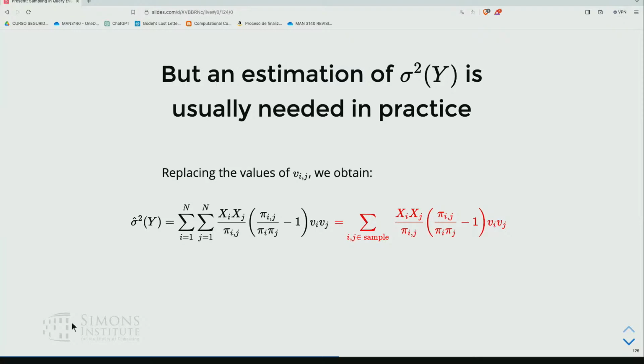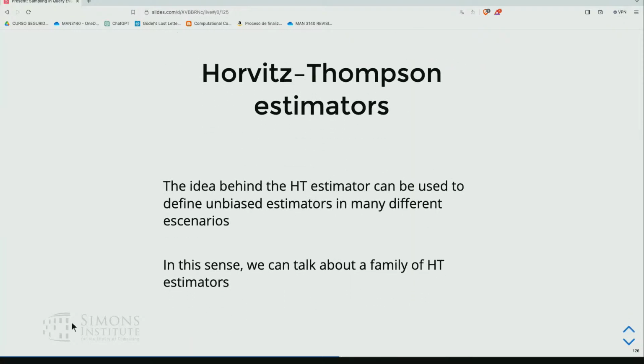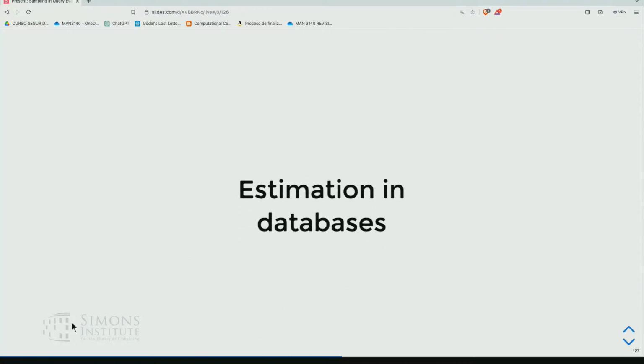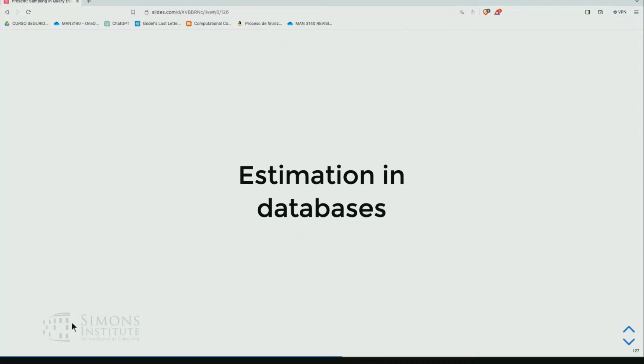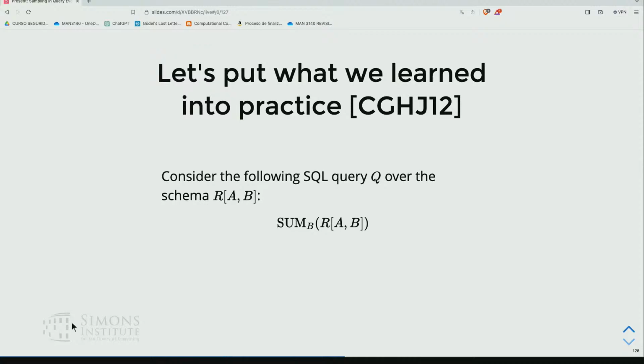Okay, so I have like half an hour. One thing to keep in mind and to remember about this is that Horvitz-Thompson can be considered as a family of estimators. It's really an idea of how to construct estimators that can be used in many different scenarios. So this is, I suppose, why it's a nice idea. Okay, so let me show you one example of estimation on databases, and then I will move to the next topic. Let me show you how you do something like a simple query, with this Horvitz-Thompson.